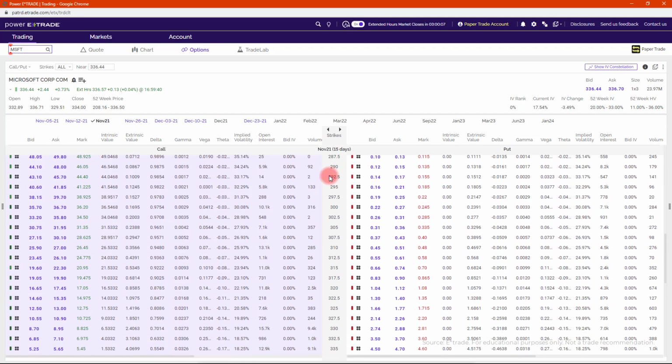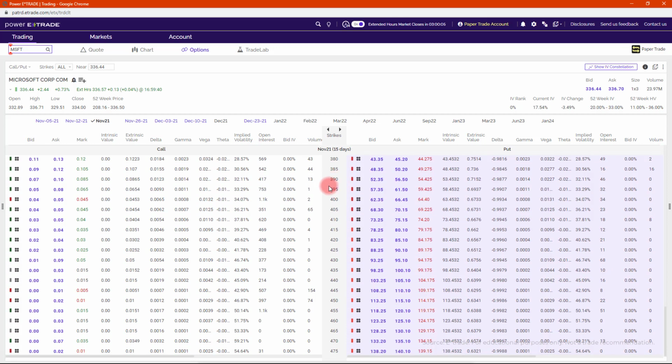Look at all of these strikes. Come all the way down here to the bottom, 475. That's just for 15 days until expiration. So that's about 40% out of the money. Probably not going to happen, but they still list these strikes regardless.